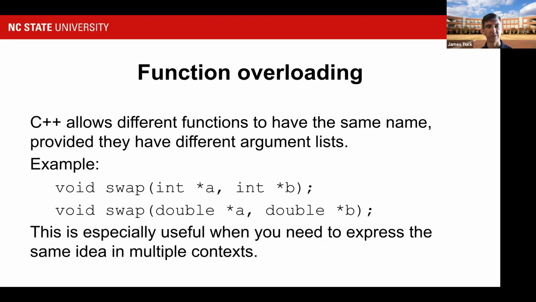So for example, let's say I wanted a swap function and I wanted to be able to swap two variables in memory, their content. Like I want to swap integer A and integer B. But then I realized I don't just need to swap integers, I also need to swap doubles. So what I could do is write another swap function, give it the same name because it does the same thing, but change the arguments to be doubles. And the really cool thing is that C++ allows me to do that. And then I don't have to remember multiple function names. I can just remember that I have a swap function and I can use it. This is really useful when you need to express the same idea in multiple different ways. You can just use the same function name.